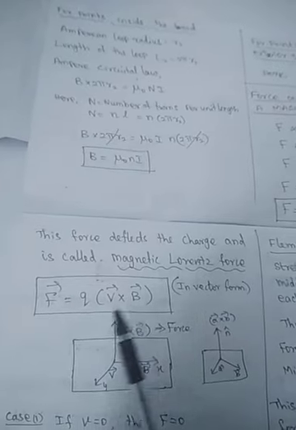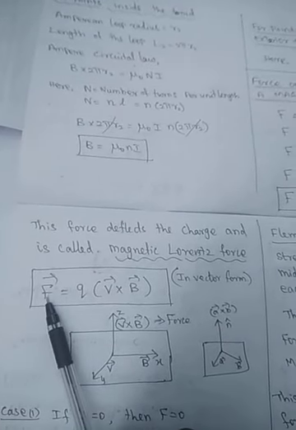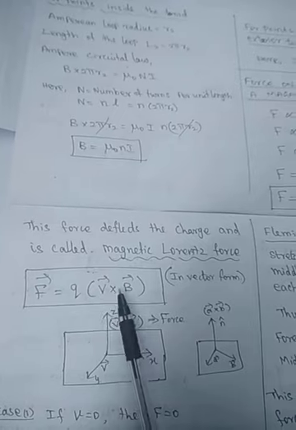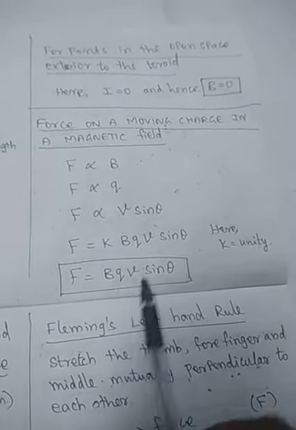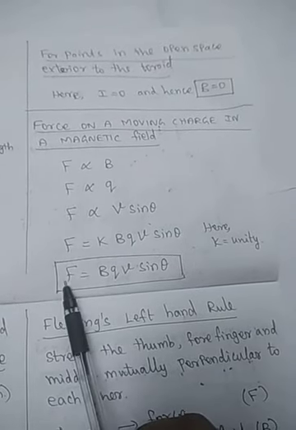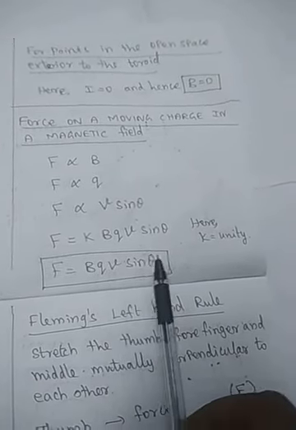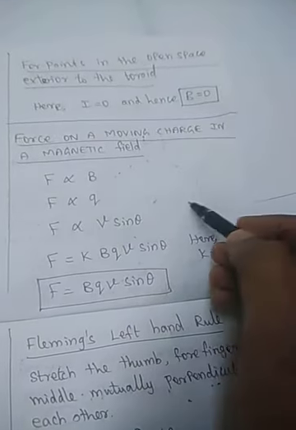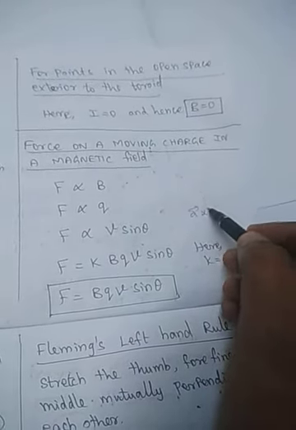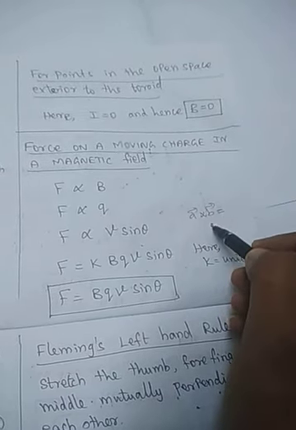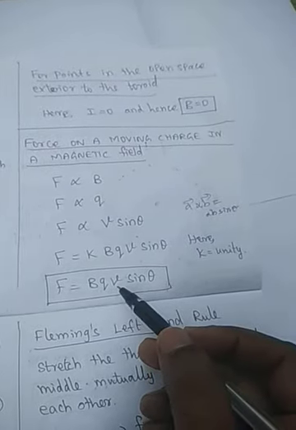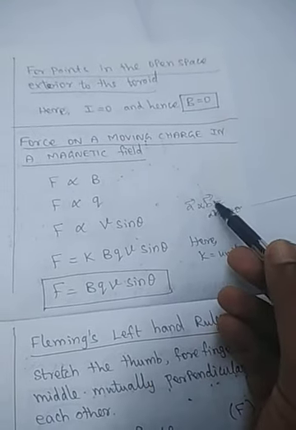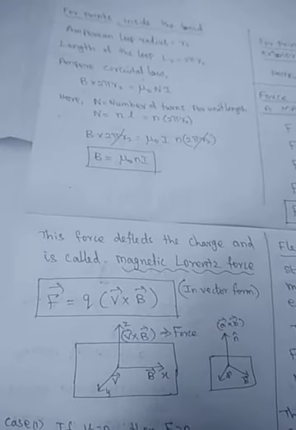In vector form, we can write the magnetic Lorentz force F is equal to q into v vector cross B vector. In this equation, B is a vector, v is a vector, q is a scalar, so it will be taken outside. Here there is a sin theta, which is similar to A vector cross B vector, which is equal to AB sin theta. So it will be B v sin theta. So we can write A vector cross B vector, so v vector cross B vector.